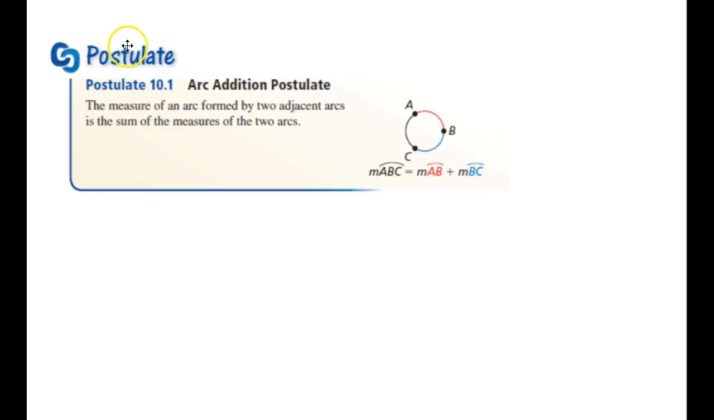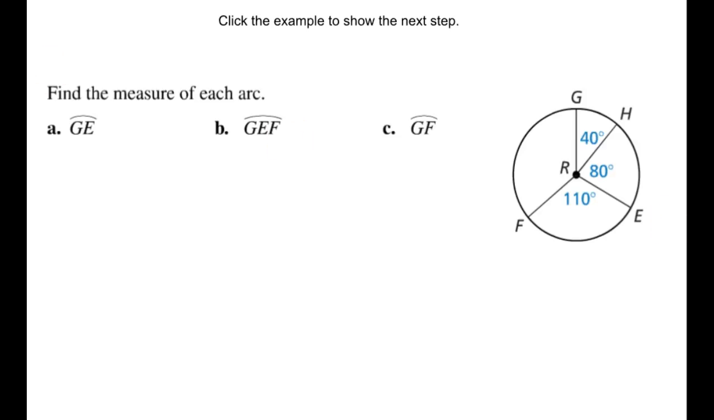Here's my first postulate, the arc addition postulate, which should make sense to you. If I'm looking at the measure of arc ABC, going around this side, it's equal to the measure of arc AB plus the measure of arc BC. If I take two pieces and add them together, it gives me the length of the entire arc. Now I can take that, with more information in my circle, to help me find some measures.